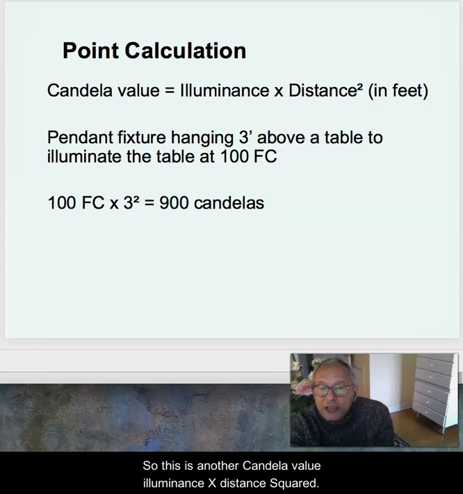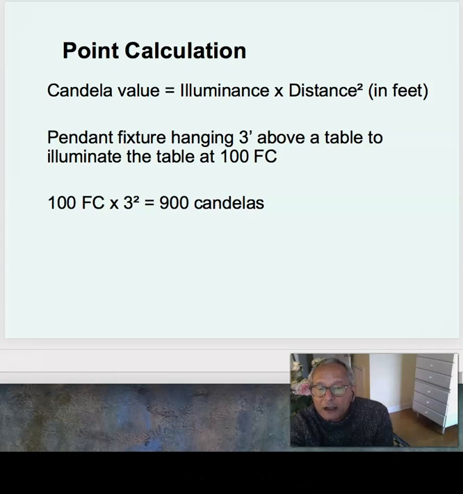So this is another candela value, illuminance times distance squared. And this way we can solve for what we would be generating: 100 foot candles times 3 feet squared equals 900 candelas.